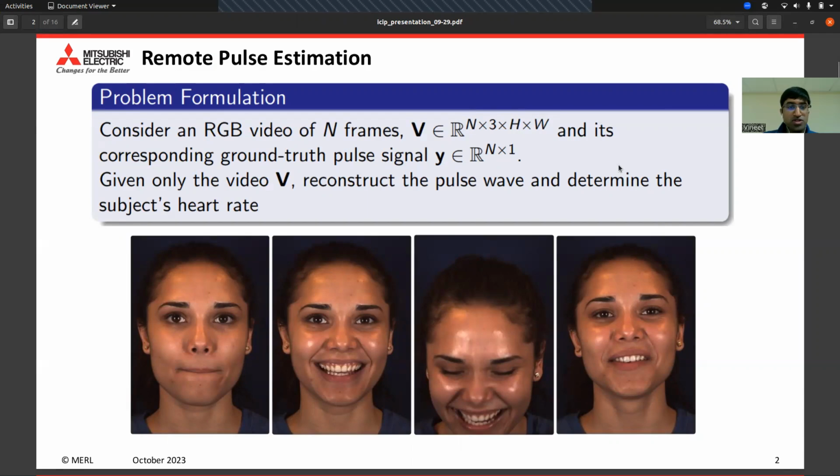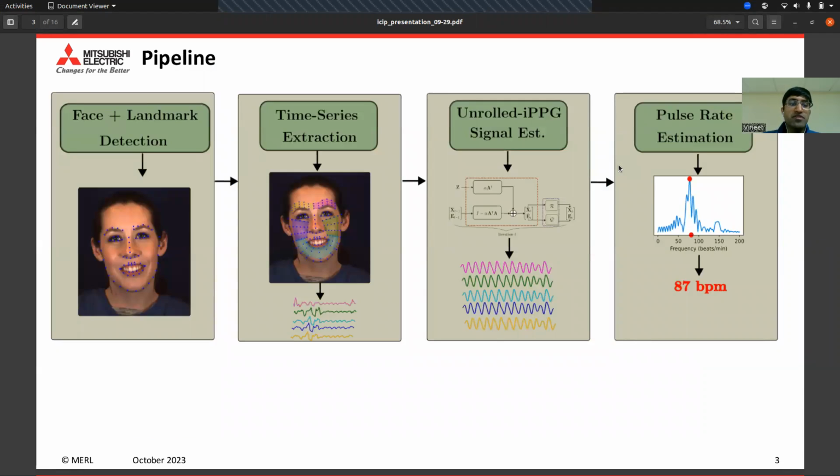We take a modular approach to this problem. We first perform face and landmark detection, where the landmarks identify key points on the face. We then expand the number of landmarks and extract a time series from 5 different segmented regions on the face. We assume that these time series contain the pulse signal in noise. These time series are then passed to Unrolled-iPPG, which separates the pulse signal from the noise. Finally, with these clean signals, we estimate the pulse rate by taking the Fourier transform and finding the peak.